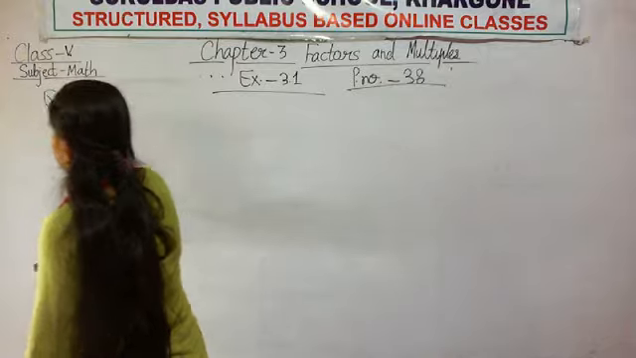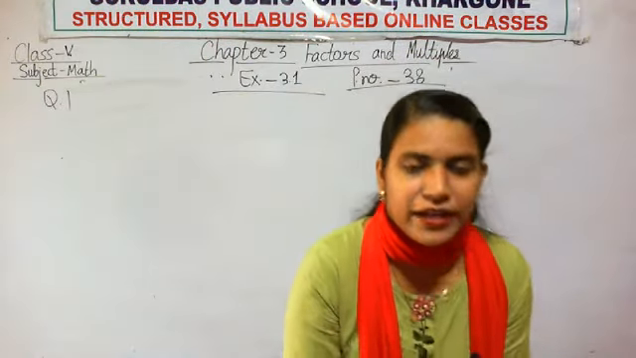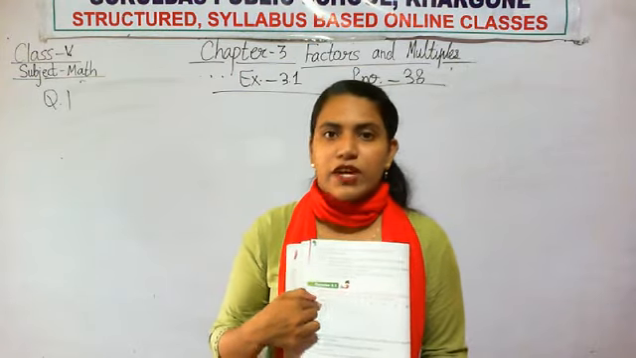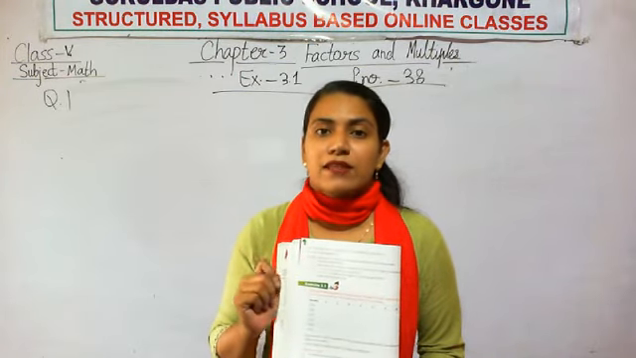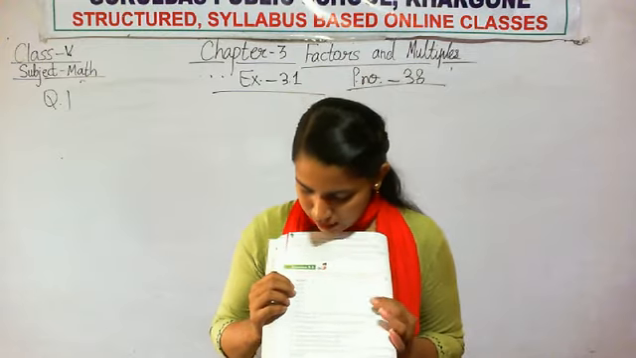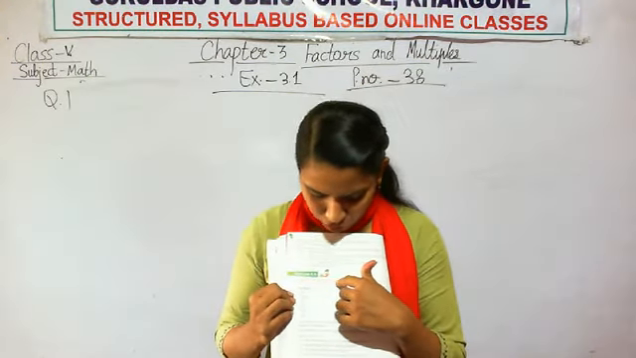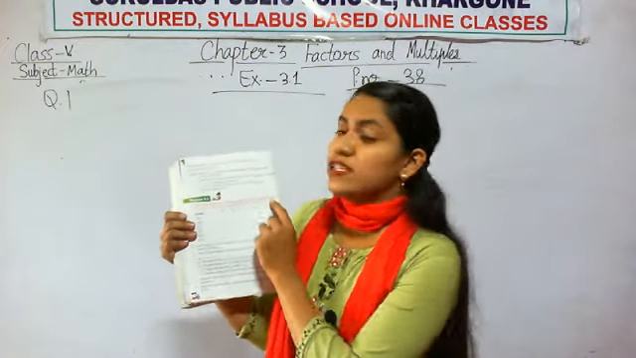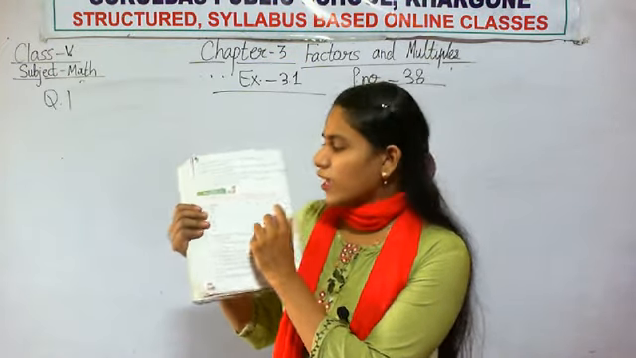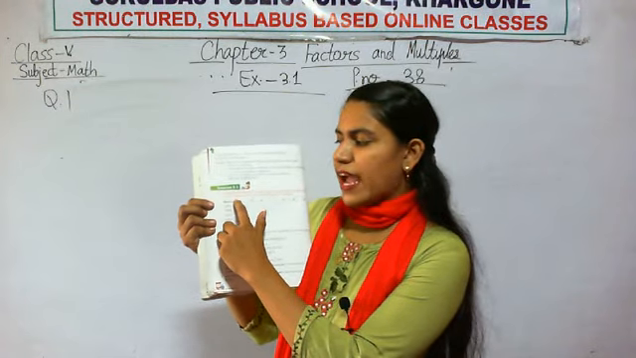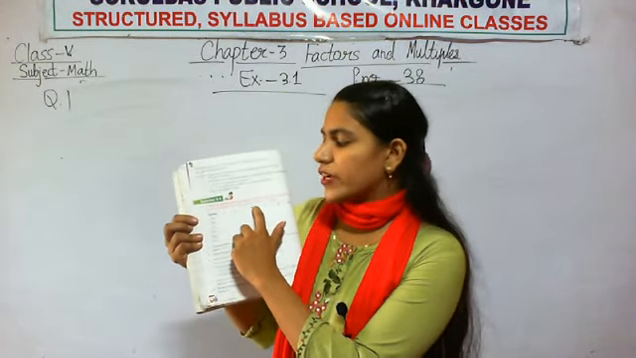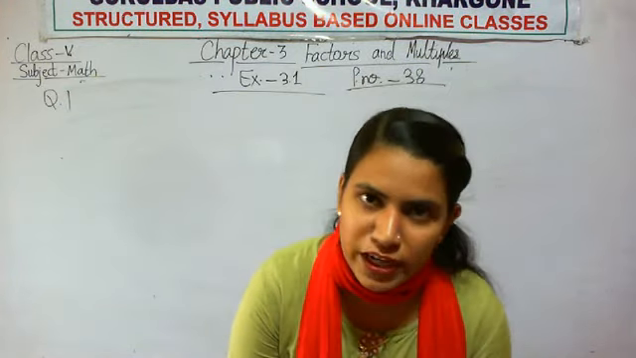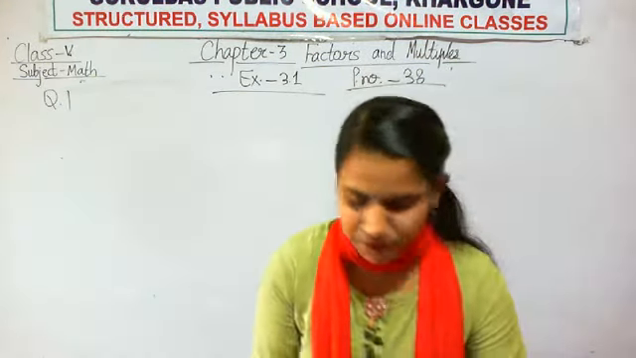Question number 1. Read question number 1. Complete the following. One table is given in your book, right? Be ready with the pencil, okay? Complete the following table by checking whether the given numbers are divisible by 2, 3, 4, 5, 6, 9 and 10. Write yes if it is divisible and no if it is not. So here you have to write yes or no.